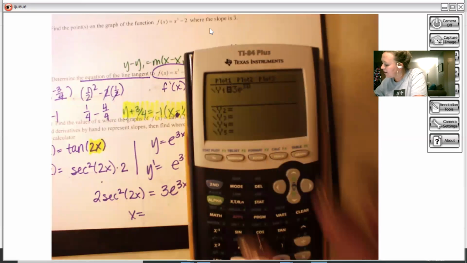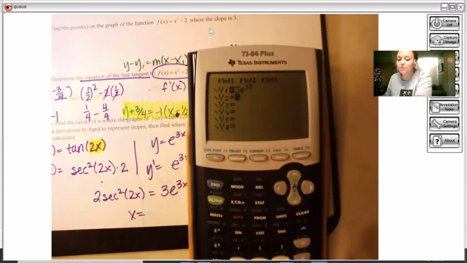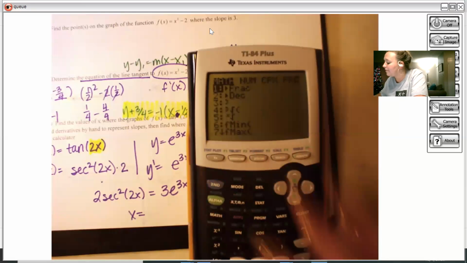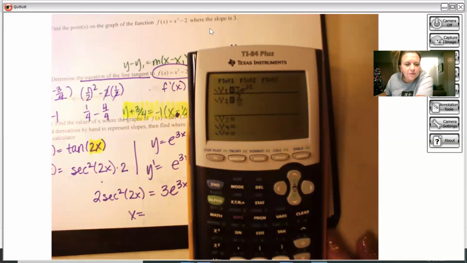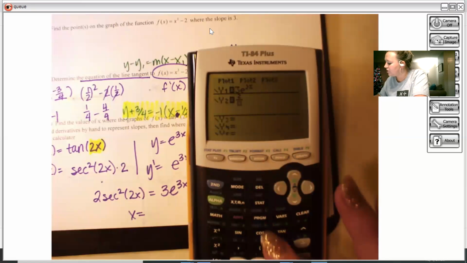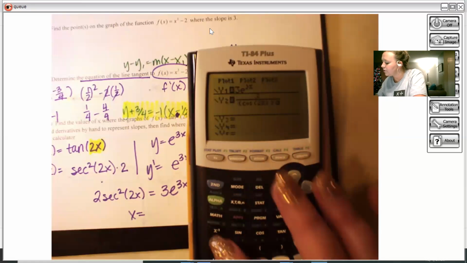And it was e to the 3x. Okay, then for my y2, I'm going to do 2. Now, secant is 1 over cosine, so I'm going to actually end up opening up a fraction here. And then I'm going to do 1 over, and then I want cosine of 2x, and then I want that squared.